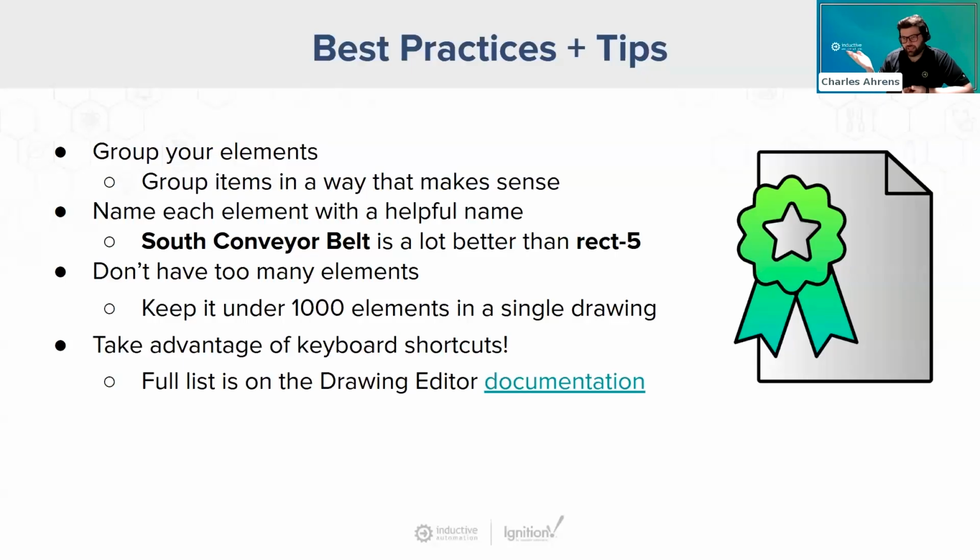It also helps to name your elements. When I had to go to the old method and look at the properties directly, I saw this one's named welder, this one's named paint. Naming something south conveyor belt instead of rect 5 makes it a lot easier to find what you're looking for. And just as a rule of thumb, keep it under 1,000 elements in a single drawing, especially if you have a lot of complicated bindings, changing opacity, color, stroke, fill, etc. Of course, it varies based on your use case. You can have some very, very complicated drawings that work just fine. But as a rule of thumb, I found about 1,000. After about 1,000 elements, you start to see some performance impacts.